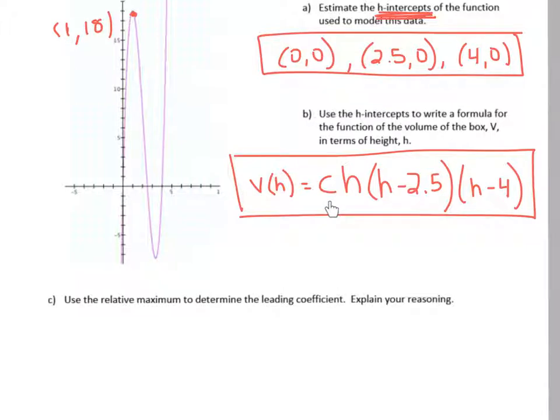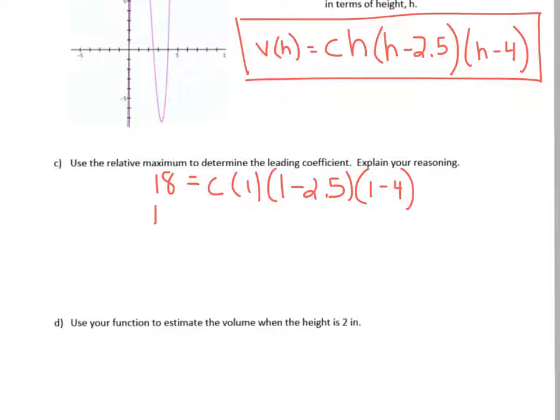And if we want to use this point, we know the x value, or the h value in this case, is 1. So I'm going to replace all these h's with 1s. And we know our y value, or the v of h value in this case, is 18. So we're going to replace that with an 18. All right, so let's write it out. We have 18 equals, we're solving for our constant. Instead of h minus 2.5, we'll have 1 minus 2.5. And instead of h minus 4, we'll have 1 minus 4. And let's solve for c.